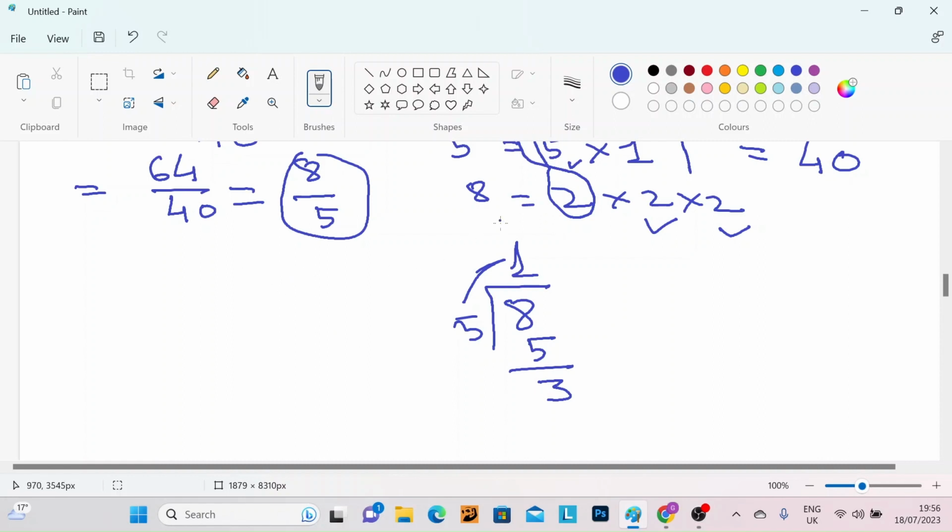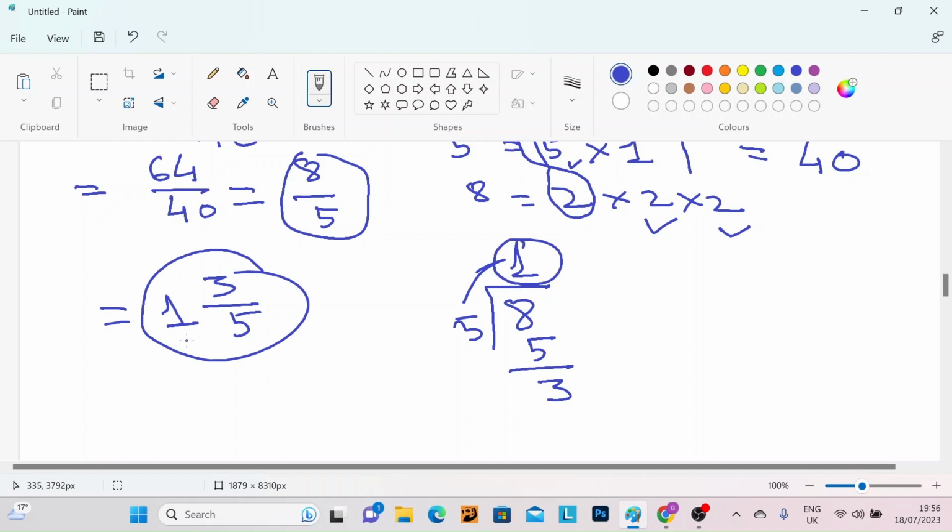So this whole number becomes the whole number here. The remainder becomes the numerator, and the same denominator will come here. So the mixed number equivalent of this improper fraction 8 by 5 is equal to 1 and 3 by 5.